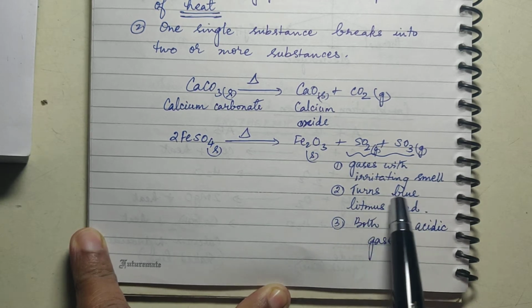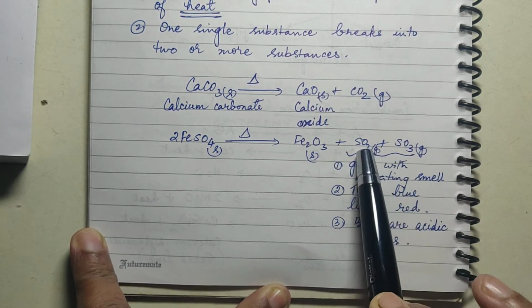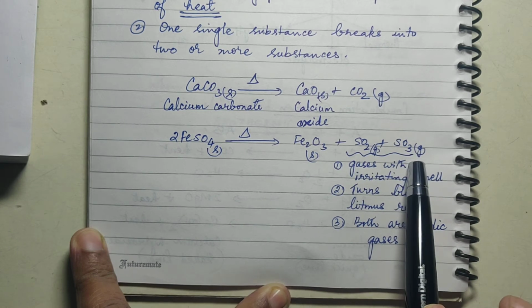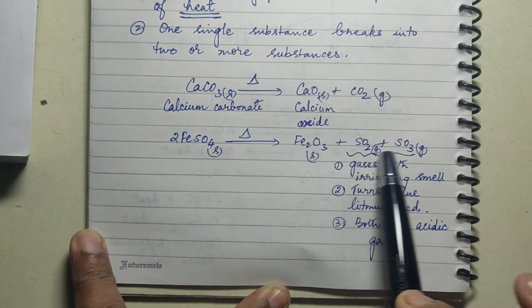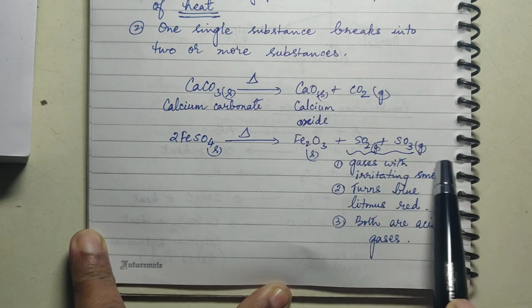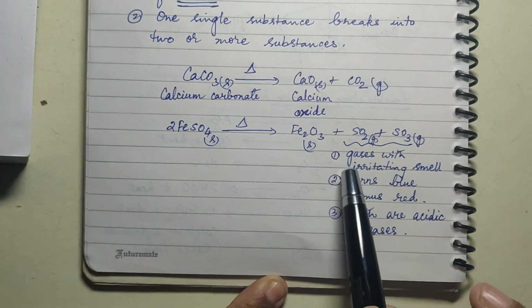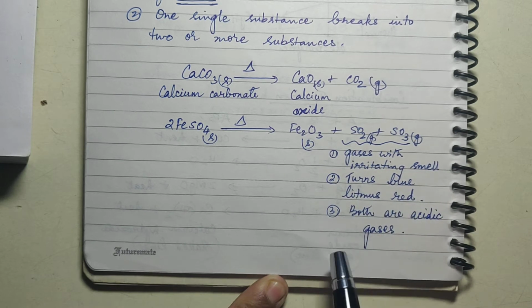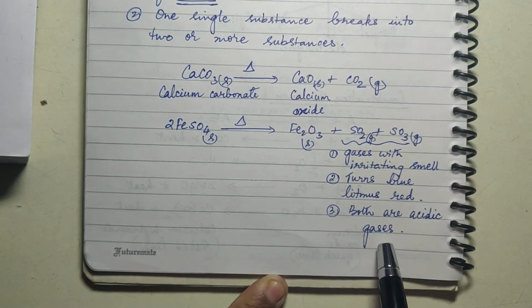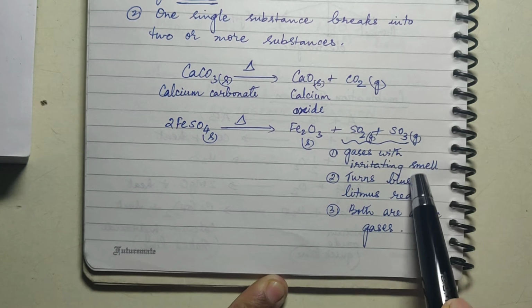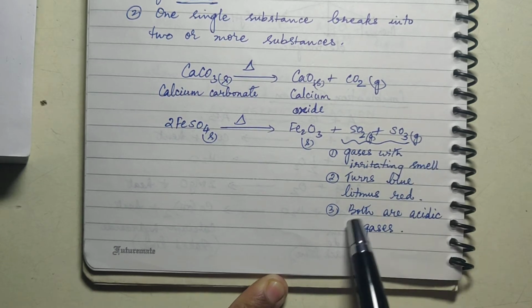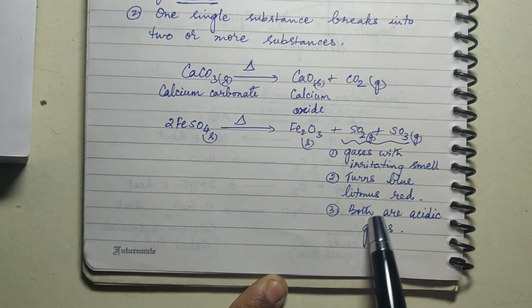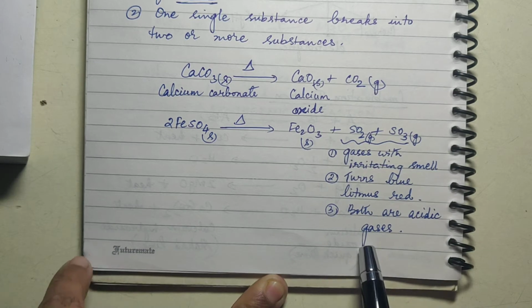Now this litmus action tells you that the gases coming out are acidic in nature. These gases have an irritating smell, and they turn blue litmus red, so both are acidic gases. The first two are the observation. This is the inference: from the action, you come to know that they are acidic in nature.